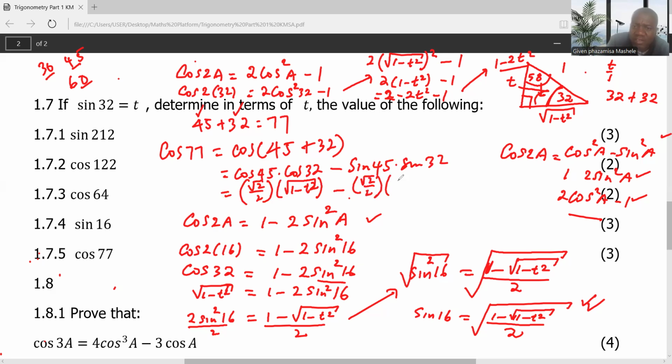Sin 32 is t. So if we can either multiply or remove the brackets, I'm going to take a common factor. The common factor will be root 2 over 2. Then you're going to remain with root of 1 minus t squared minus t as the answer. That is the answer.